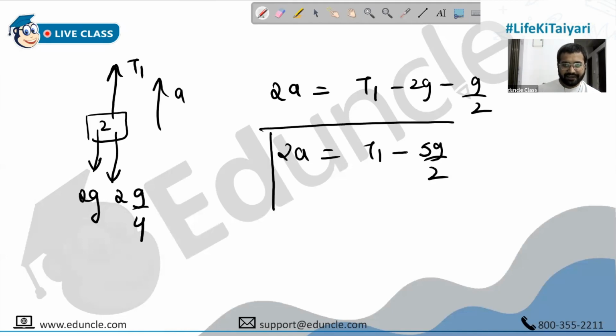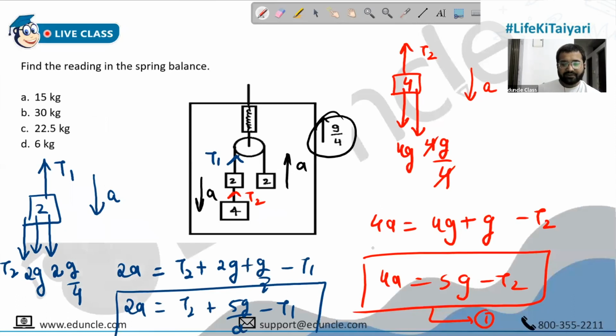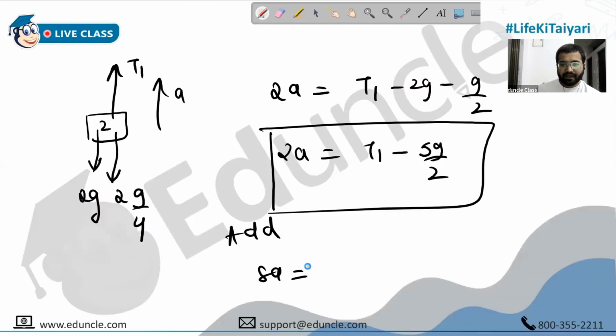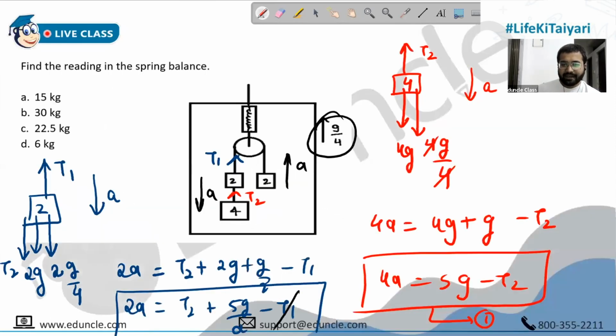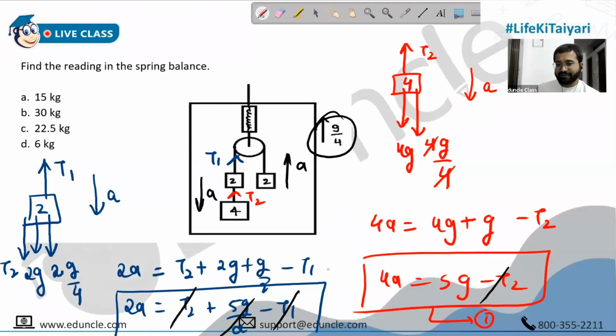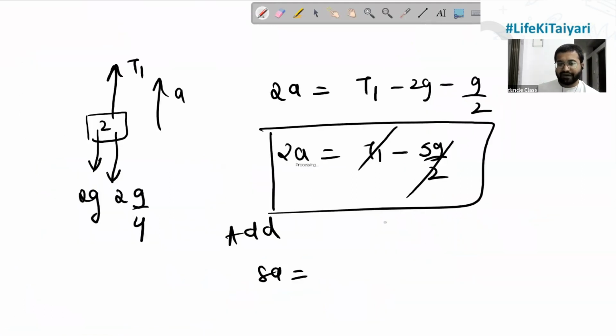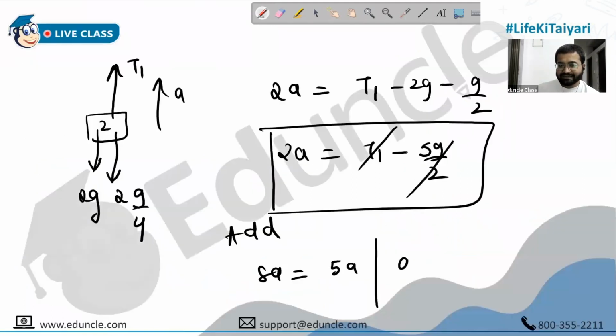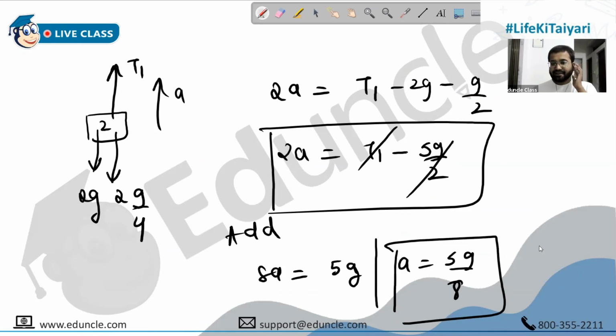Okay, let's add all the equations. So what do we have? 4a plus 2a plus 2a, which is 8a. Again, all the tensions should get cancelled. Minus T1 is cancelling plus T1, plus T2 is cancelling minus T2. What are we left with? 5g plus 5g by 2 minus 5g by 2. So 5g by 2 minus 5g by 2 is also cancelling each other. We are just left with 5g. So acceleration is 5g by 8. This is the acceleration.